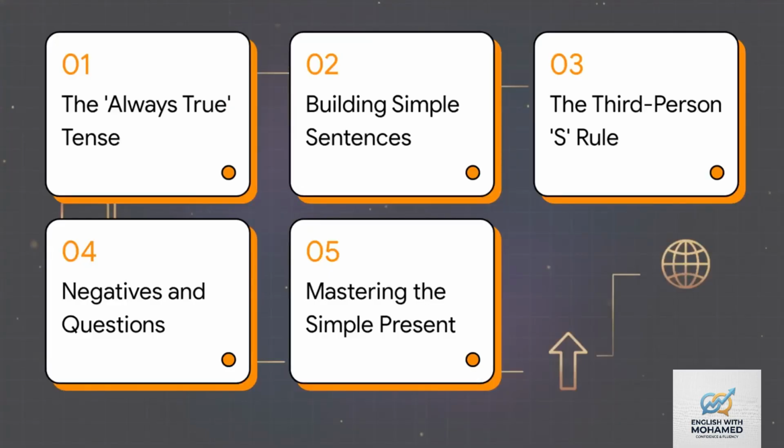So here's our roadmap for today. First up, we're going to figure out when to actually use this tense. I call it the always true tense. Then we'll get into the fun of building sentences, and yes, we'll tackle that tricky third-person S rule. From there, we'll jump into negatives and questions, and by the end, you'll have everything you need to really master the simple present. Let's get into it.